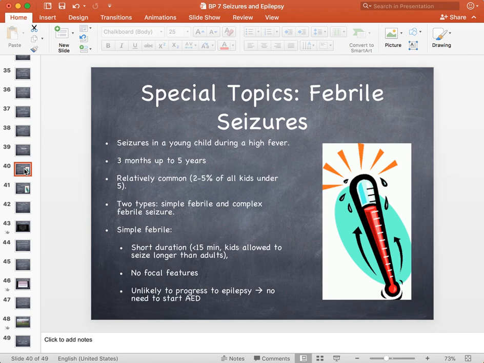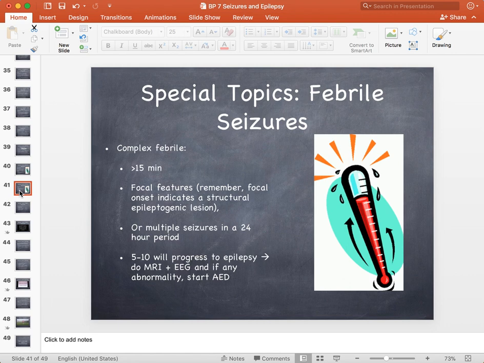There's 2 types, simple and complex. The simple is a short duration. It's less than 15 minutes. Essentially, kids' brains are maybe a little bit more malleable than an adult's. Yep. They're allowed to seize a little bit longer. You also wouldn't see any focal features if you're doing an examination. And if you have a simple febrile seizure, it's unlikely to progress to epilepsy, so we don't start anti-epileptics in those kids. Reassurance and education for the parents.